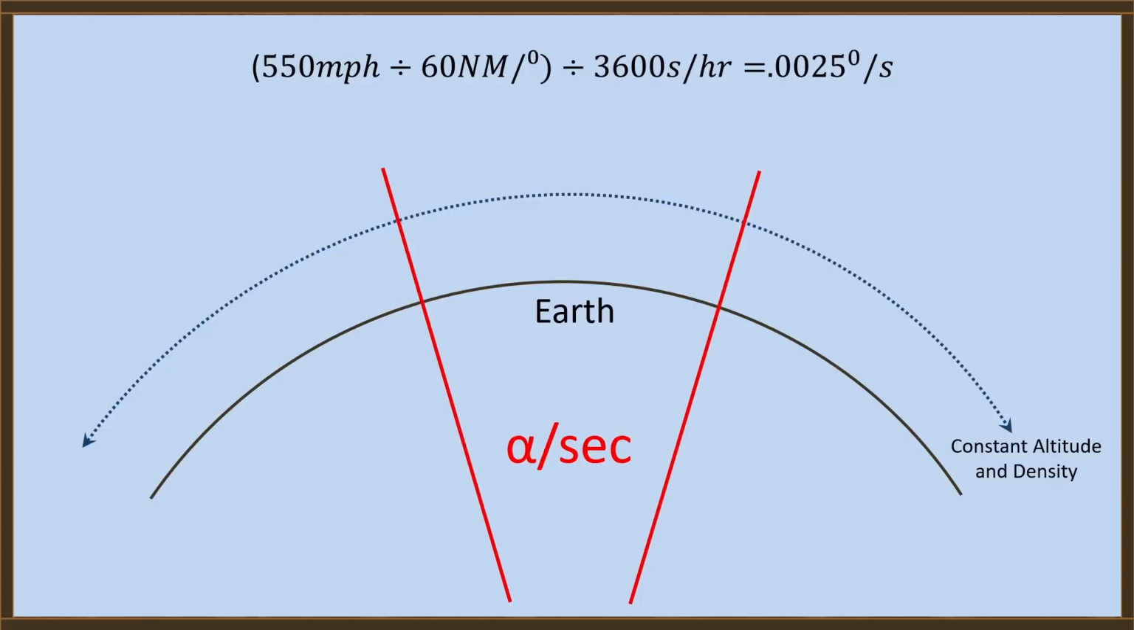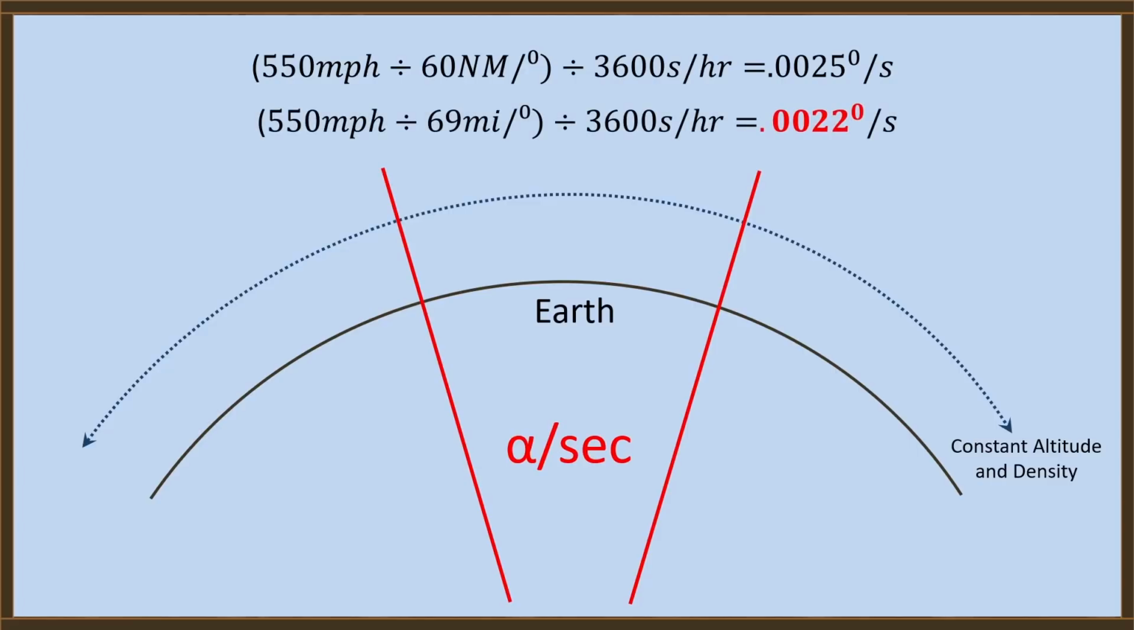If you actually did mean 550 miles per hour, it's 550 divided by 69 miles per degree divided by 3,600 seconds in an hour. And the answer would be 0.0022 degrees per second. It's not a big deal. I just wanted to point out the inconsistency because it confused me at first until I realized what you had done.